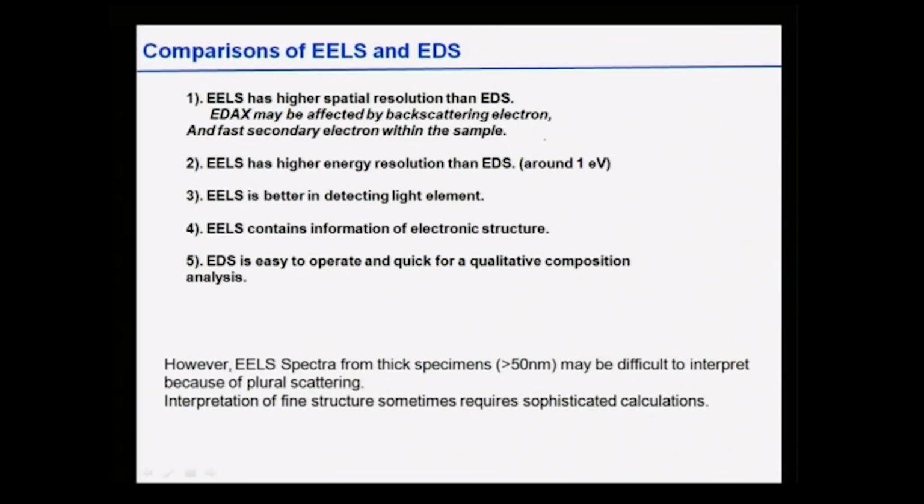As I said sometime in the lecture, I will give you a detailed comparison of EELS and EDS. EELS has higher spatial resolution than EDX, and EDX may be affected by background scattering. EELS has a higher energy resolution than EDX, around 1 electron volt. EELS is better at detecting lighter elements than EDS. EDS can be used to detect elements with atomic number less than carbon, or C6. EELS contains information on electronic structure which EDS does not. EDS is easy to operate, which is why everybody uses it, and it is quick for qualitative analysis.